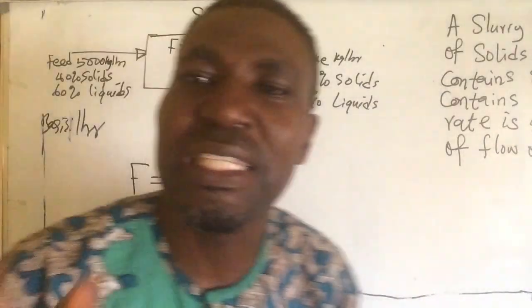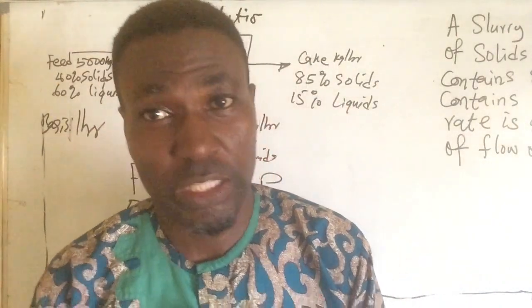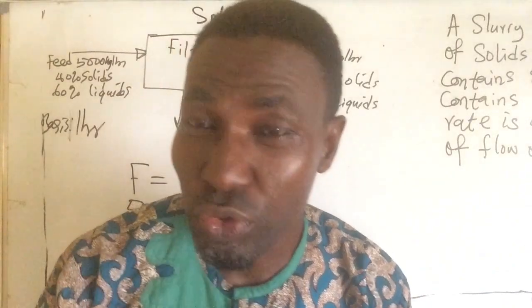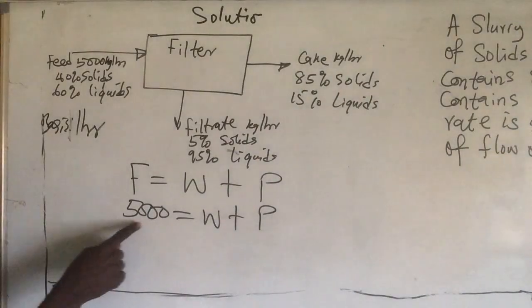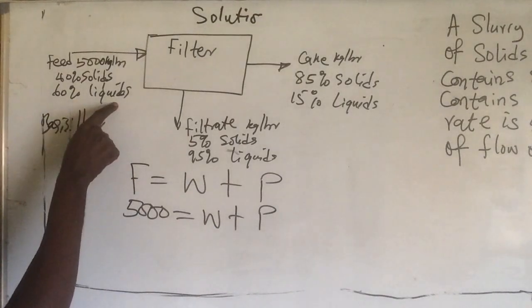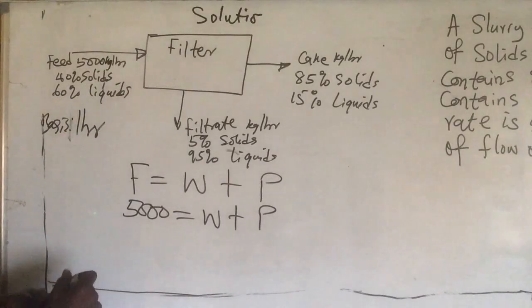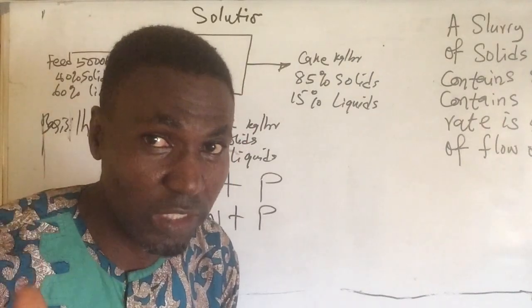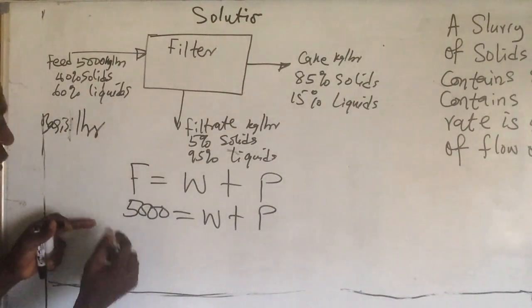Now let us do component balancing. We can do component balancing with liquid to get what we want, or we can do component balance with solid. So whichever you choose will give you the answer. Okay, let's do the component balance with the liquid. Remember, we have 60% liquid in this feed, 5,000. So 60% divided by 100 before you start calculating gives you 0.6, right?